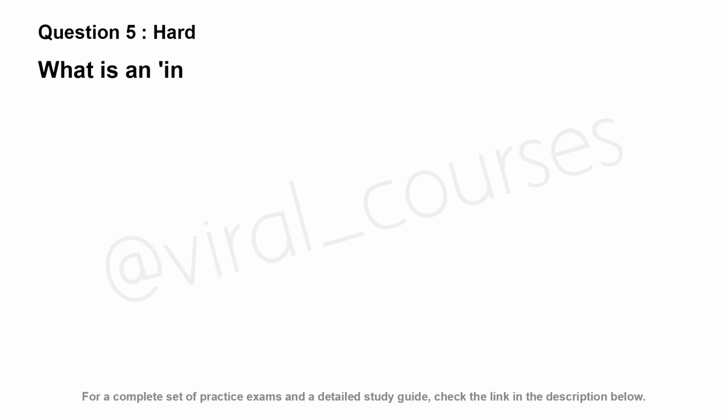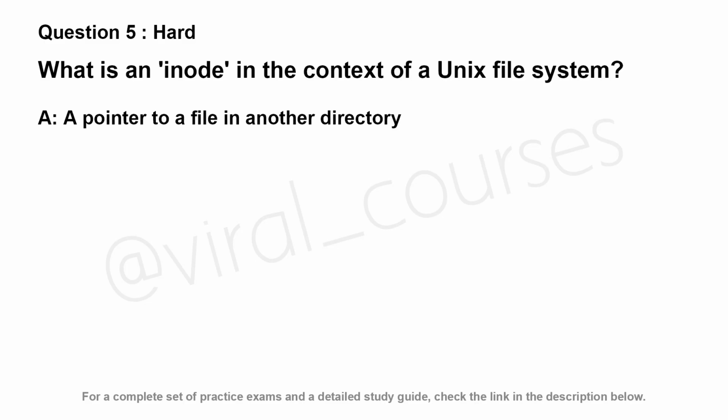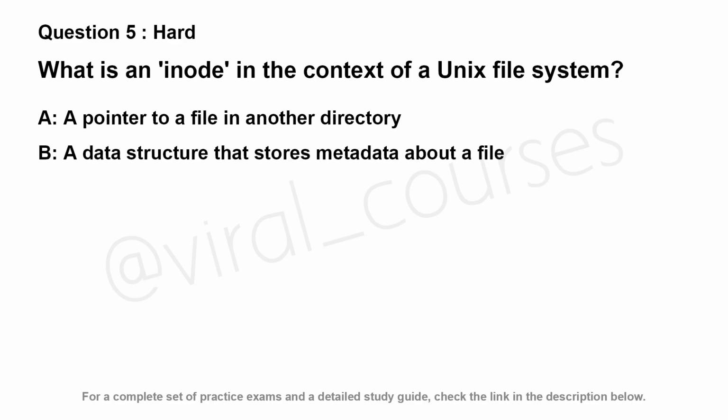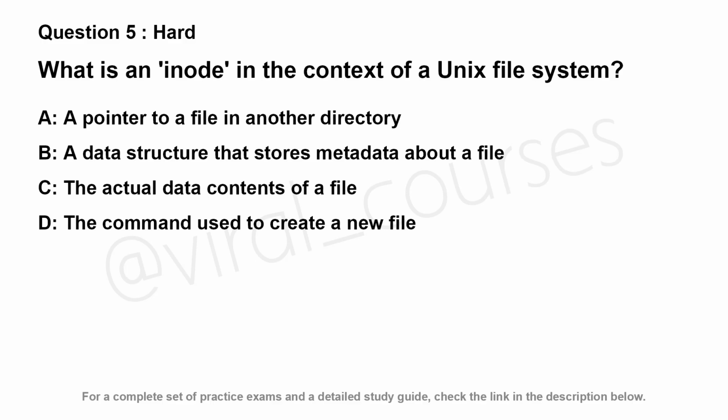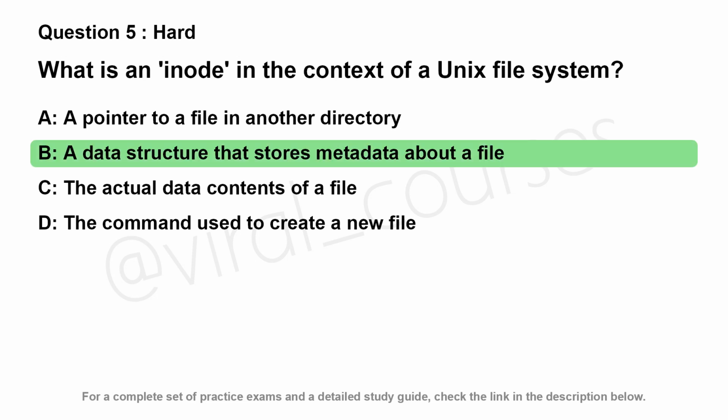What is an inode in the context of a Unix file system? Option A, a pointer to a file in another directory. Option B, a data structure that stores metadata about a file. Option C, the actual data contents of a file. Option D, the command used to create a new file. The correct answer is B.